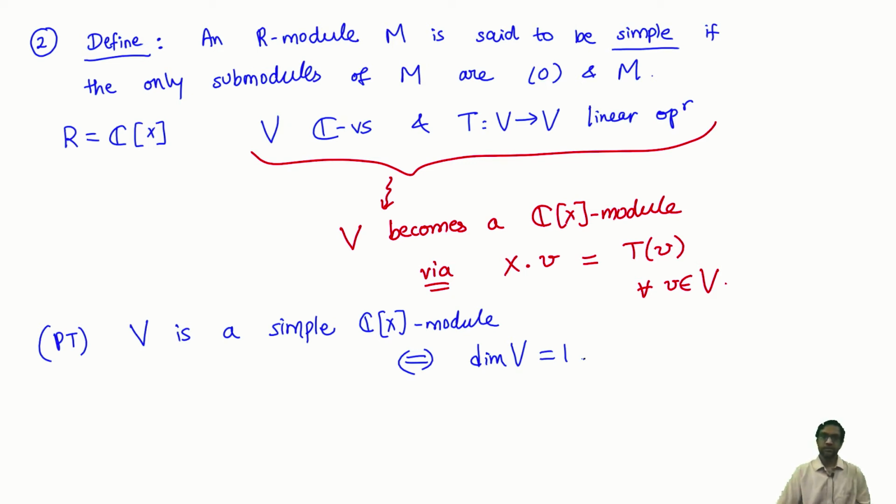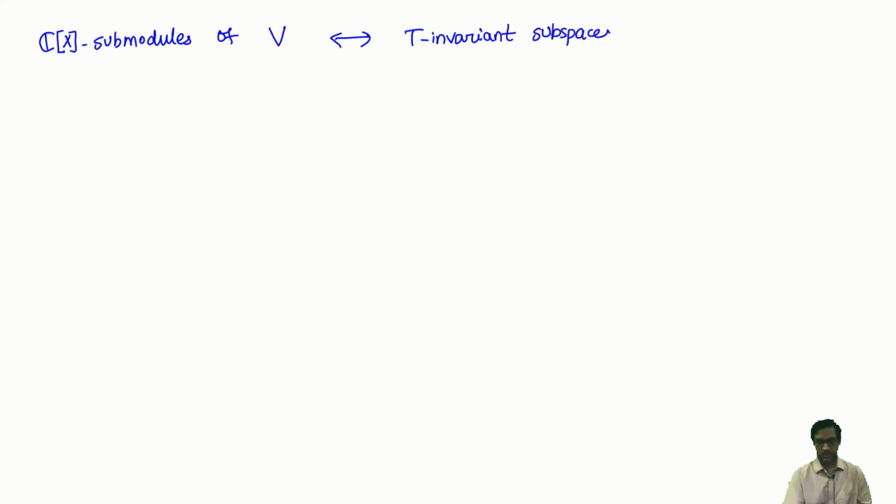One direction is easy. If the dimension is 1, then V is necessarily simple, because recall, what do submodules look like? So first observe the following. C[x] submodules of V are the same thing as T-invariant subspaces of V, i.e. a subspace W of V which has the property that T maps it to itself. This is what a T-invariant subspace means.